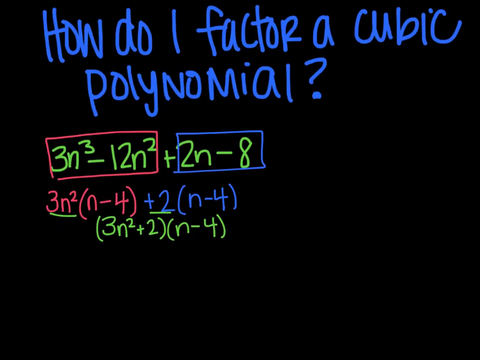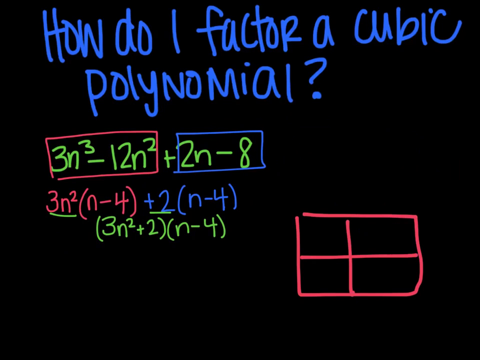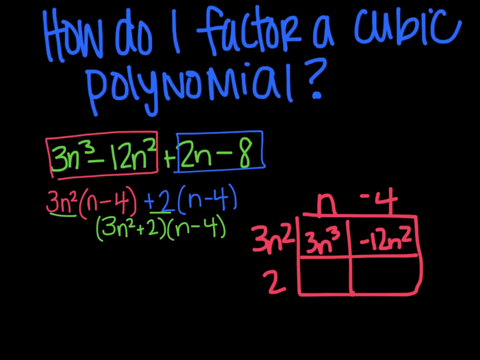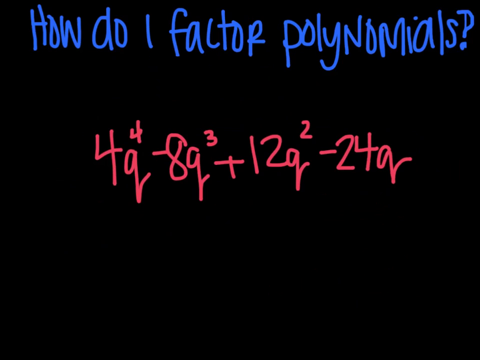It doesn't really matter, but you do want to make sure you're doing it right, as it is very easy to make mistakes. So 3n squared plus 2 and n minus 4. This is 3n to the third power. This is negative 12n squared. This is 2n. And this is negative 8. And I can see very clearly there that I did it right.